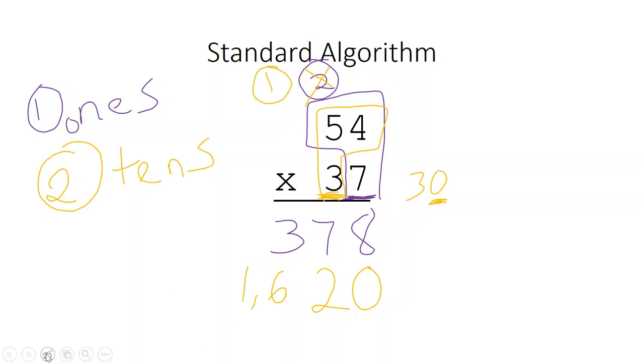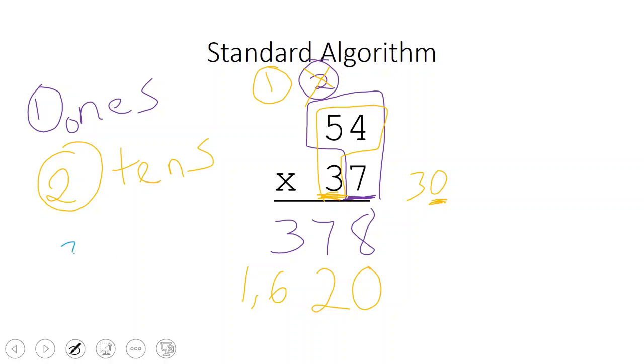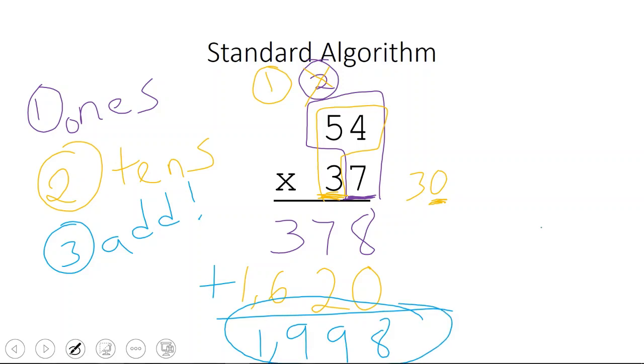My last step is actually the same as my area model. I'm going to go ahead and add my partial products. 8 plus 0 is 8, 7 plus 2 is 9, 3 plus 6 is 9, and 1 plus nothing else is 1. So my answer is still 1,998.